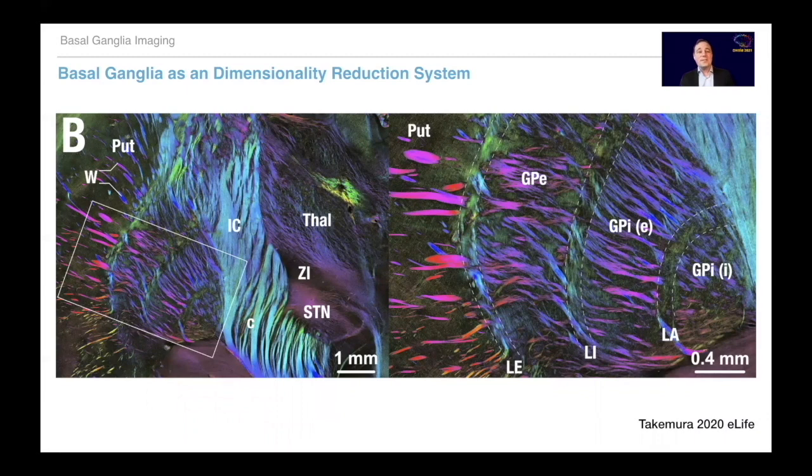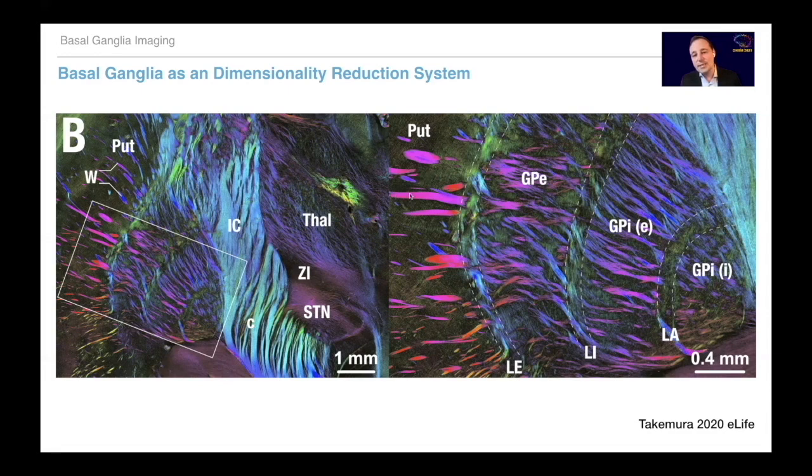The basal ganglia also form a dimensionality reduction system, which you can literally see here on this beautiful image by Markus Axer, polarized light imaging, a section of a coronal slice through the brain of a vervet monkey, actually.